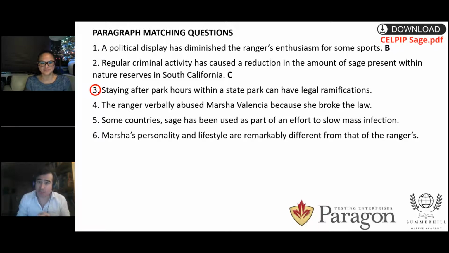For this particular question, if you can't find it, then you can't find it. Don't spend more than 1 minute. That's the maximum of time you can spend on each of those questions. Then you just move on to the next one. If you can't find it, mark it E. So next one: staying after park hours within a state park can have legal ramifications.